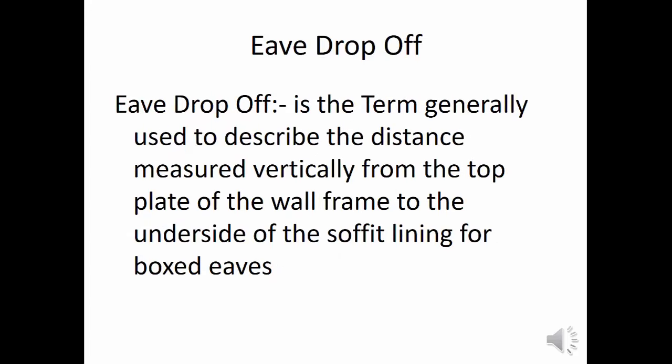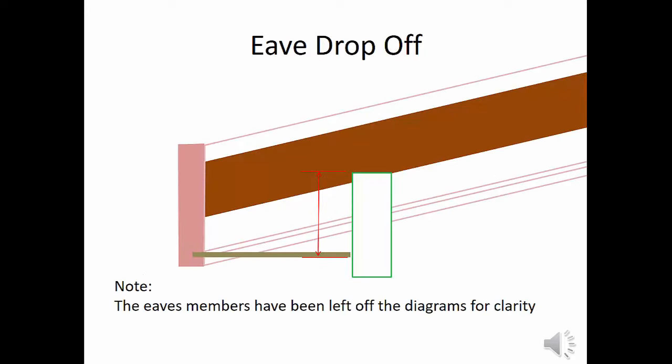Eave drop off is the term used to describe the vertical distance measured from the top of the top plate to the underside of the eave lining for boxed eaves. This diagram indicates how eave drop off is measured for a boxed eave. As you can see, it's measured from the top of the top plate of the frame to the underside of the eave lining.